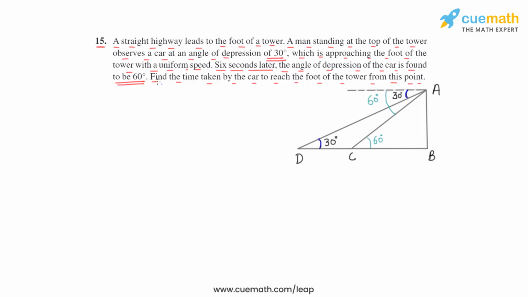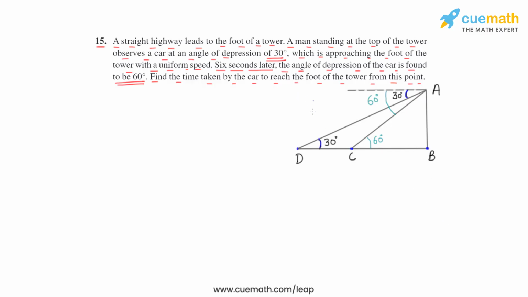Now the car, 6 seconds later, reached this position, as the car is moving with uniform speed. So it reached this point C, and the angle of depression now is 60 degrees. So this angle will also be 60 degrees, and we have to find the time taken by the car to reach the foot of the tower, that is, from here to here. This time we have to find. How much time did it take to move from C to B?